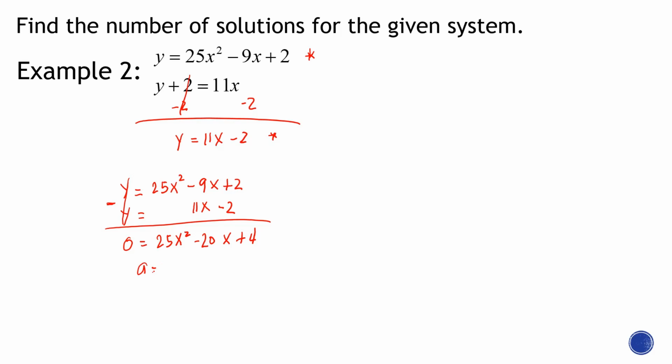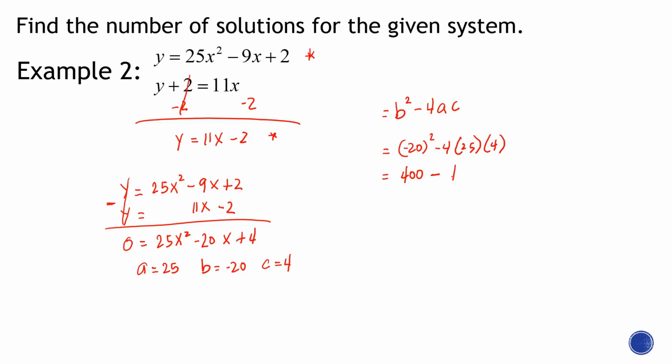Identify a, b, and c. a is 25. b is negative 20. And c is 4. Now let's find the discriminant. So b, negative 20 squared, minus 4 times a, 25, times c, which is 4. Negative 20 squared, that's 400. There's only one minus sign, so that's minus. 4 times 25 is 100 times 4 is also 400, which is equal to 0.